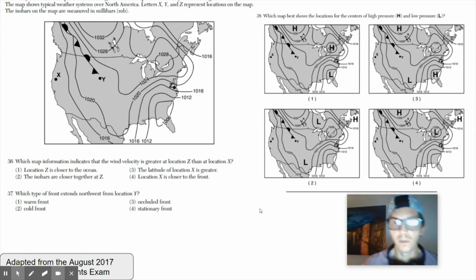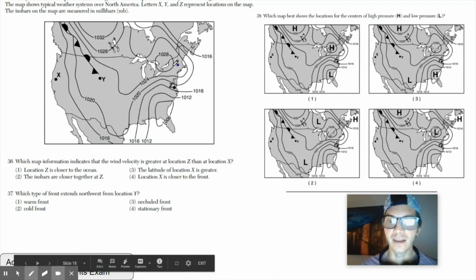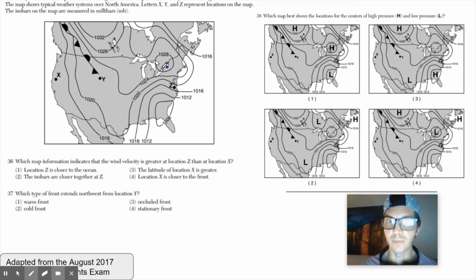Okay, let's take a look at one more question. I like this one from the August 2017 Regents, and I want to look at question 38. It says here, which map best shows the locations for the centers of high pressure and low pressure? So here we really just want to indicate, first off, that those circles are going to indicate where the pressure system is, because remember, we have closed loops around pressure systems.